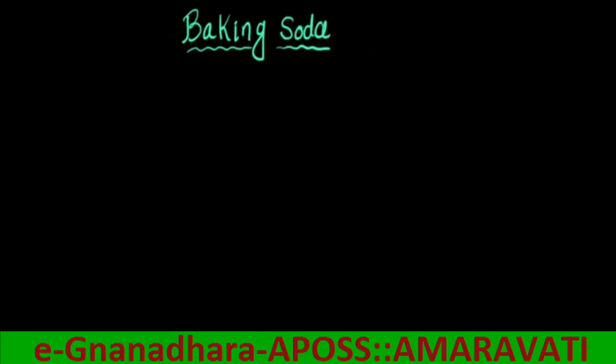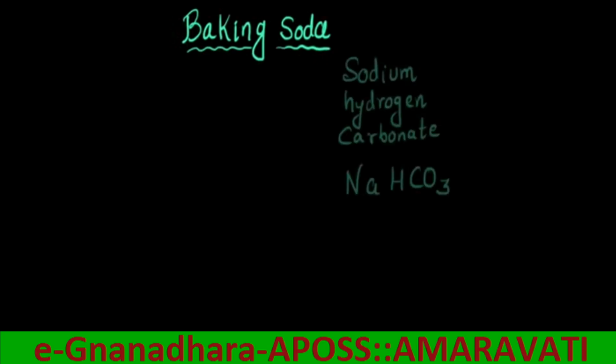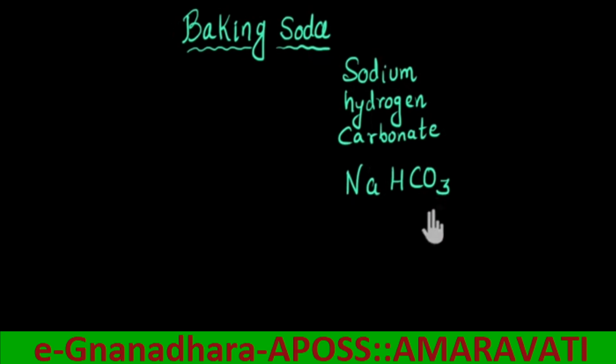Baking soda is chemically known as sodium hydrogen carbonate and its chemical formula is NaHCO3. Now let's try to guess what chemical compounds would have reacted to give us this compound, sodium hydrogen carbonate. Can you pause the video and guess this by yourself first? Now if you have tried it, let's see.